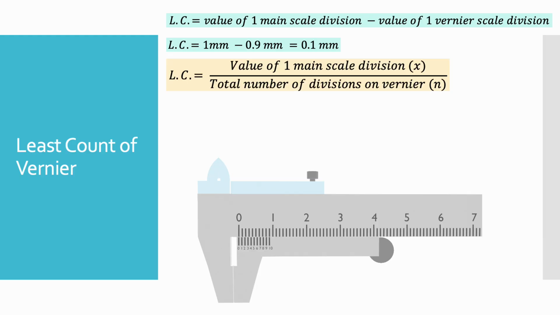Also, least count is value of 1 main scale division divided by total number of divisions on vernier. So, value of 1 main scale division is 1 millimeter divided by total number of divisions on vernier. It is 10. So, 1 divided by 10 equal to 0.1 millimeter. Or you can say 0.01 centimeter.